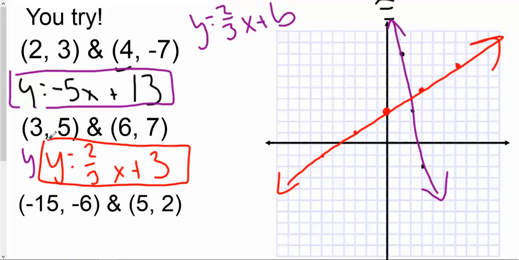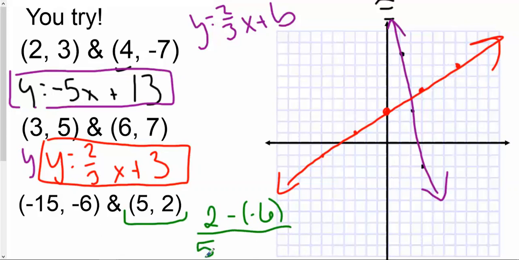All right, final one. We get here and we say, we got a lot of negatives. So let's use this one first again. So 2 minus a negative 6. I know I'm changing it up on you, but I'm showing you multiple ways you can do this. And then 5 minus a negative 15.